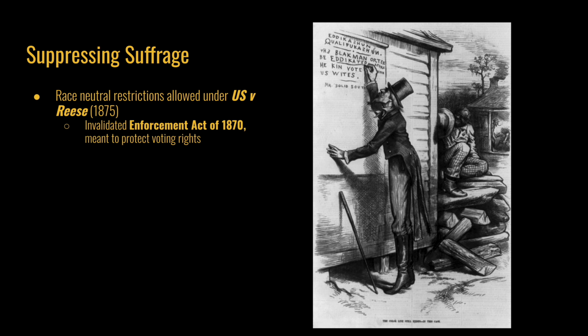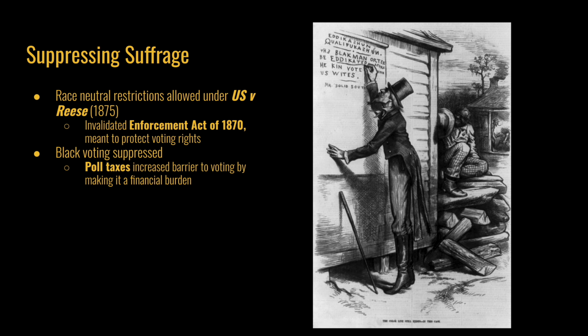The act that was overturned by this decision was the Enforcement Act of 1870, which had been intended to protect and enforce the newly ratified 15th Amendment. Some of the most effective restrictions used by white Democratic governments to disenfranchise black voters were poll taxes and literacy tests. Poll taxes created a financial barrier to voting, disproportionately affecting black voters.